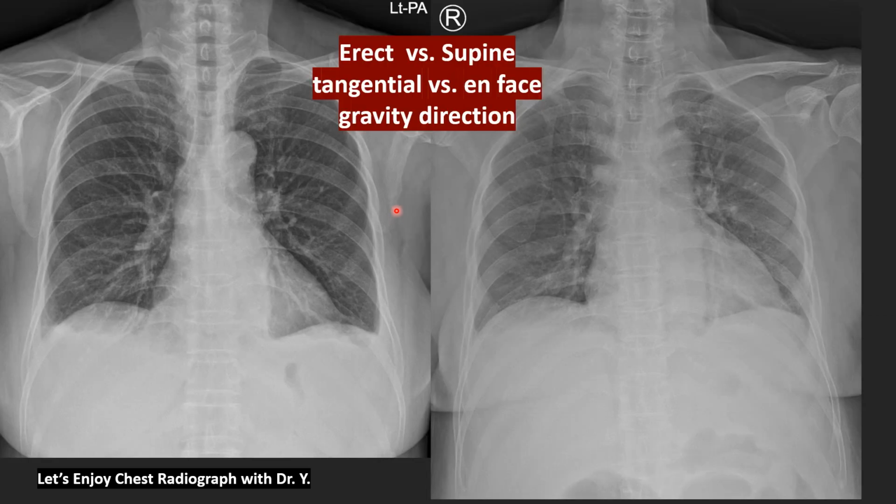Let's get more familiar with the supine pleural effusion. Erect versus supine, tangential view, unfolded view, gravity direction. These two films are the same patient, same day. This one is an AP supine view, looking normal, looking okay. But actually she has pleural effusion on both sides, but looks normal in the supine view.